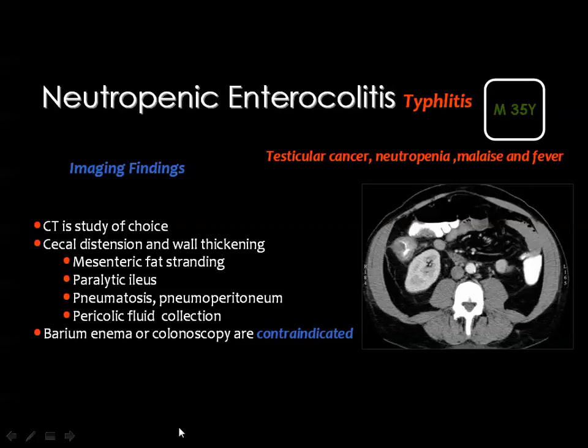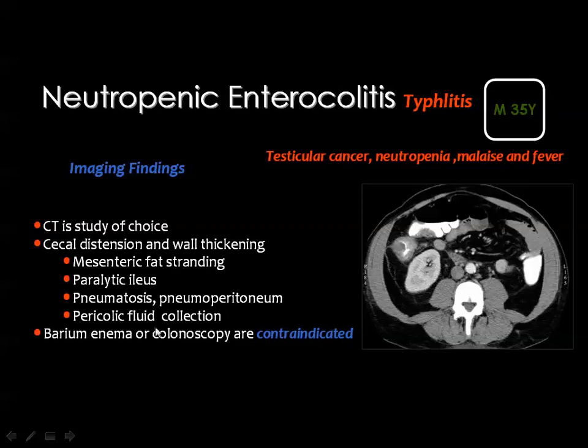And this is a case of testicular cancer with evident neutropenia, malaise, and fever. The CT scan of the abdomen shows localized thickening of the wall of the cecum with stranding of the pericolic fat. Of course, you know that in these inflammatory conditions, neutropenic enterocolitis and pseudomembranous colitis, as well as diverticulitis, barium enema, and also endoscopy are usually contraindicated. And the most reliable way for the diagnosis is the CT scan.